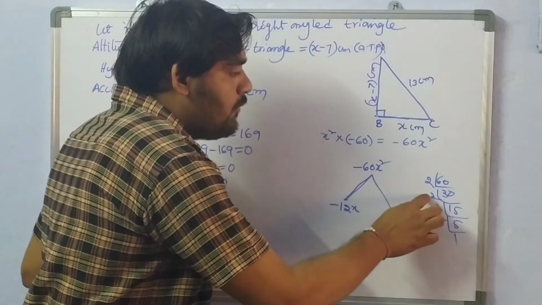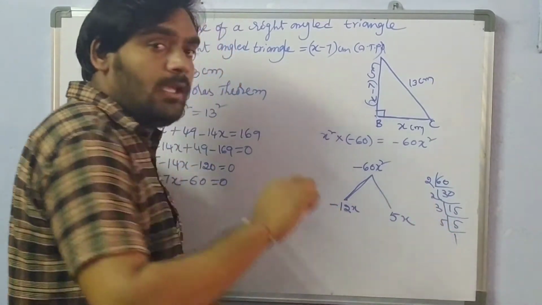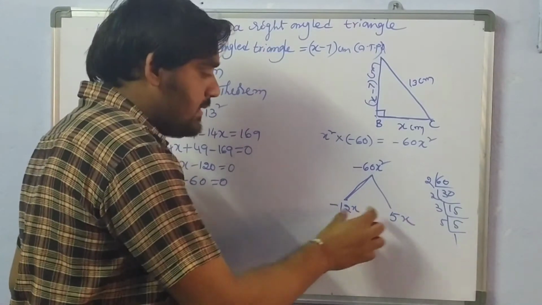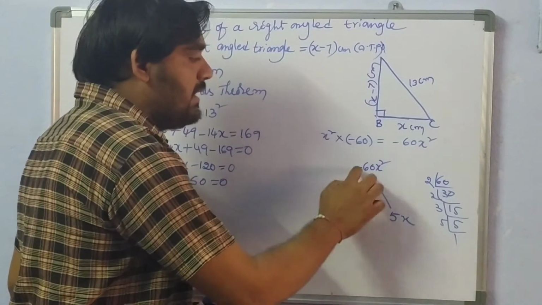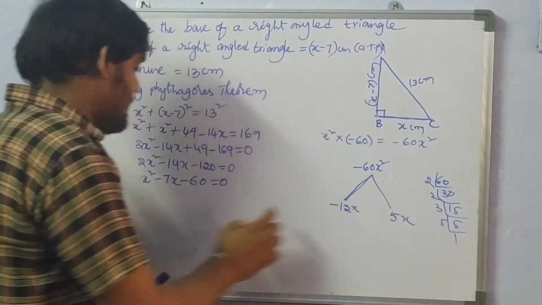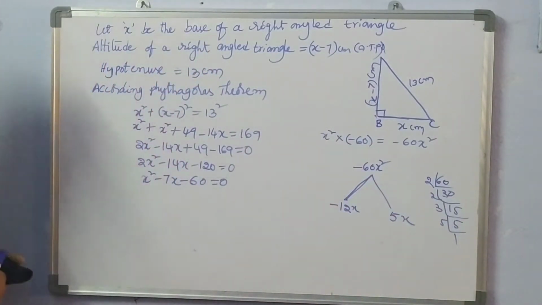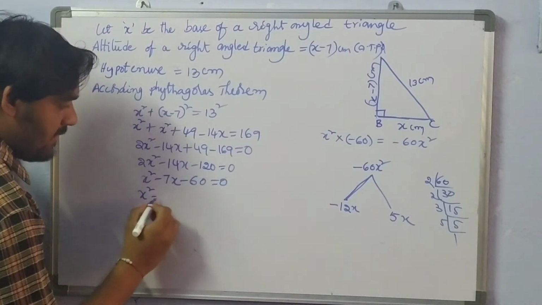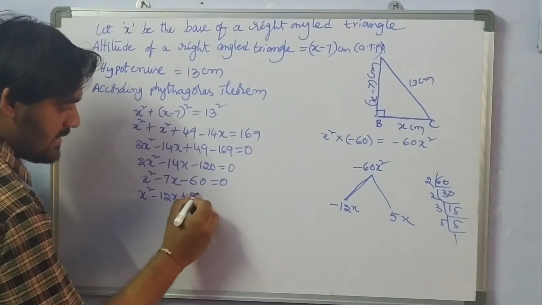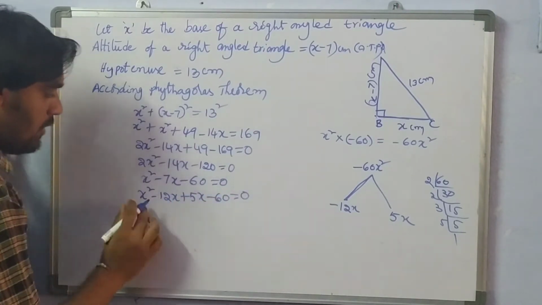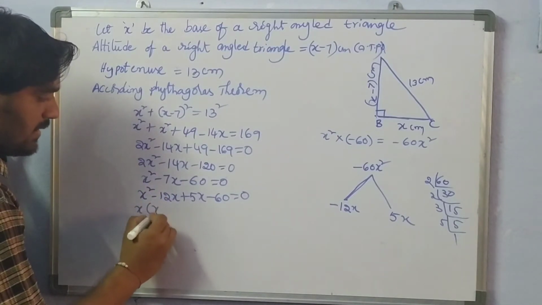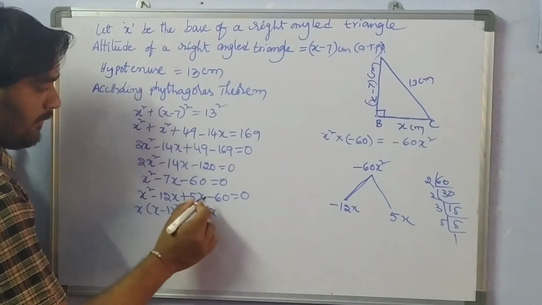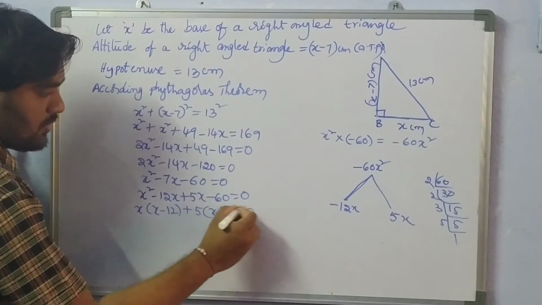So 2 2s are 4, 4 3s are 12, 12 5s are 60. If I give minus to 12, minus 12x and 5x are the required two terms. If you multiply, you will get minus 60x square. If you add these two, you will get minus 7x. Therefore, we have to split this middle term as x square minus 12x plus 5x minus 60 is equal to 0. From the first two terms, take x common: x into x minus 12, plus 5. From the last two, take 5 common, at that time x minus 12 is equal to 0.